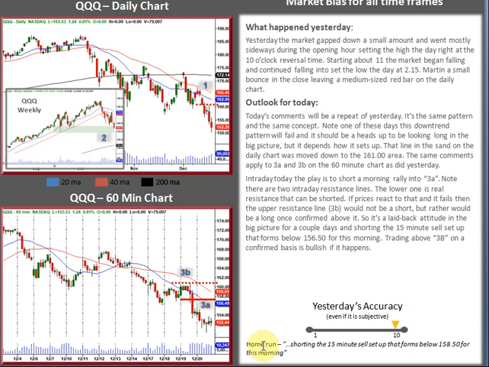This particular day, I just happened to say home run. Shorting the 15-minute sell set that forms below 158. The italics there is what was actually quoted from yesterday. And that turned out to be the home run of the day. So it worked perfectly. Okay, so that's how the letter works in general.